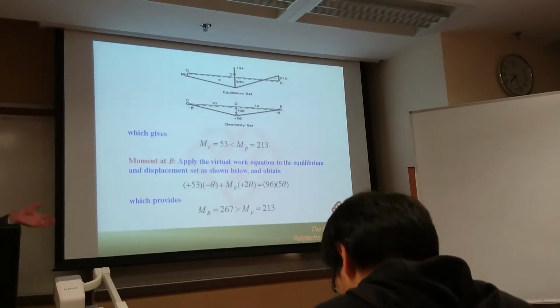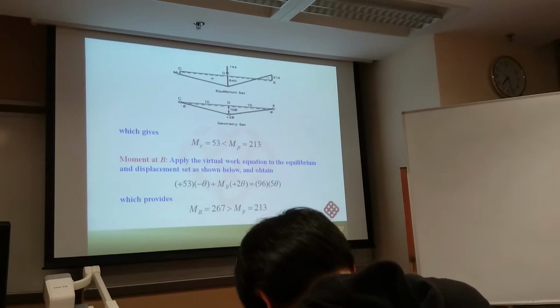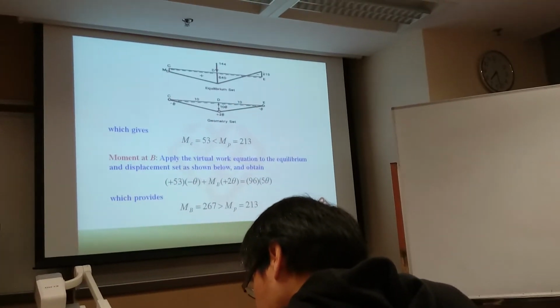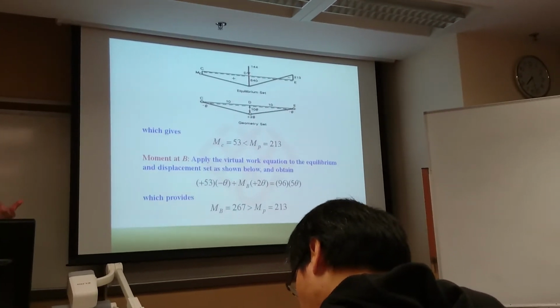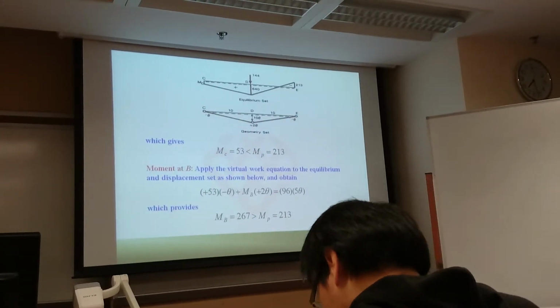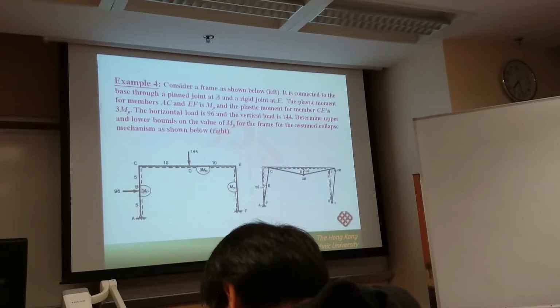For section C, we obtain the moment equal to positive 53. This is the second moment, but you don't need to know the sign. You just need to keep positive 53. That's all. And then we still have to do the moment check for section B.